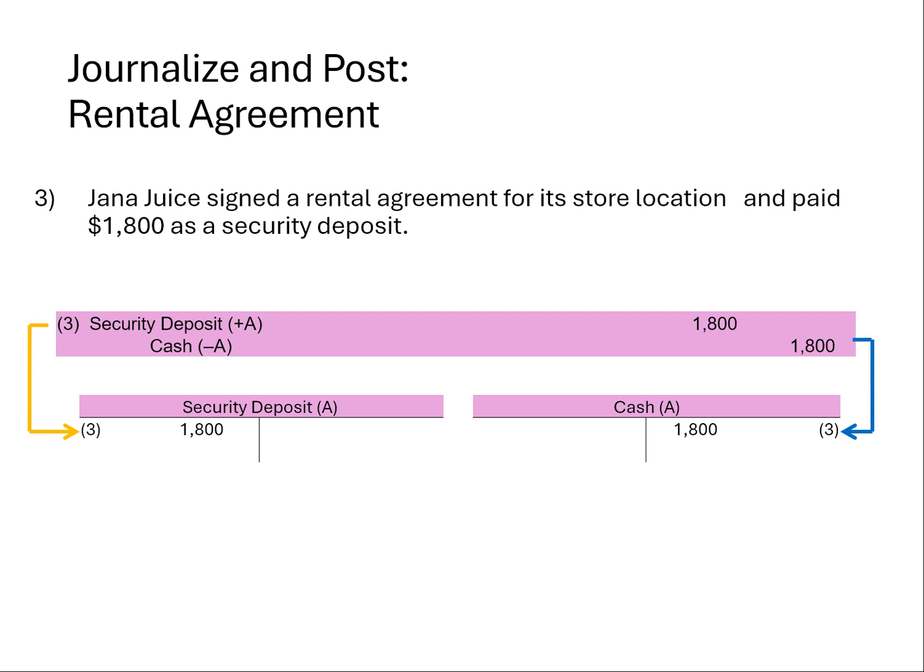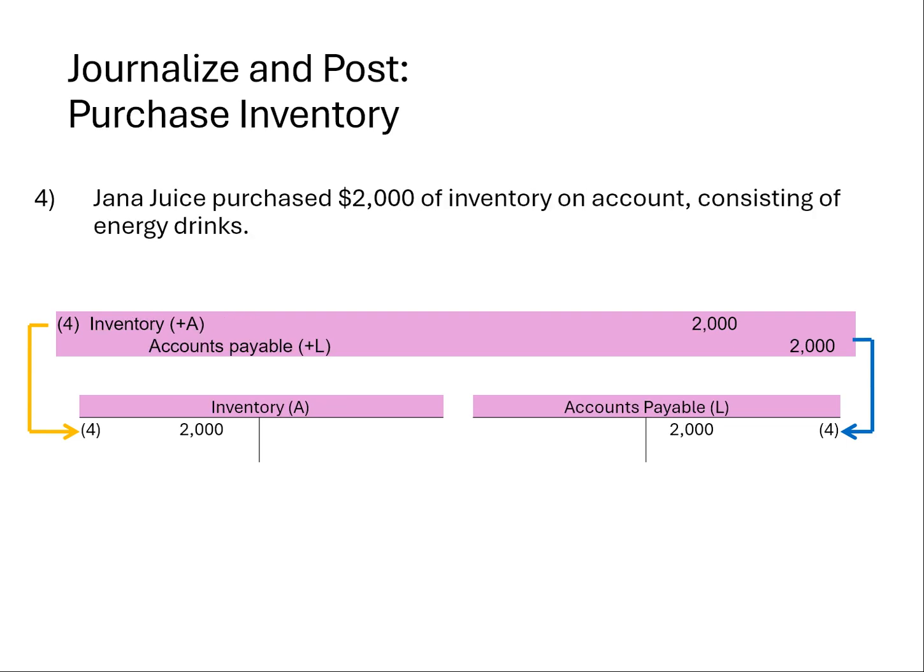Sign a rental agreement and I paid a $1,800 security deposit. Okay, we paid cash, so we must reduce cash, so credit cash, and increase another asset, security deposit or prepaid rent. That's an asset. Increase an asset, decrease an asset. Right, purchase $2,000 of inventory on account. We increase inventories and increase liabilities, accounts payable, $2,000.